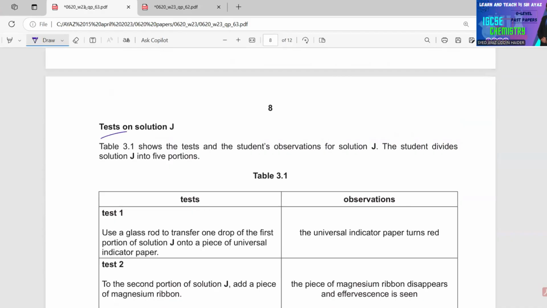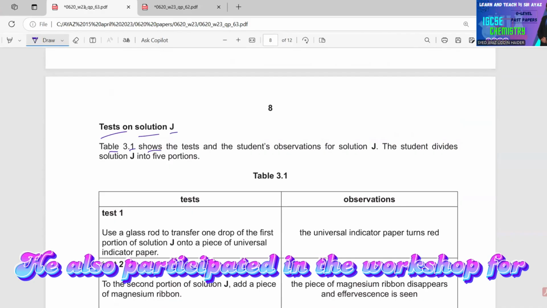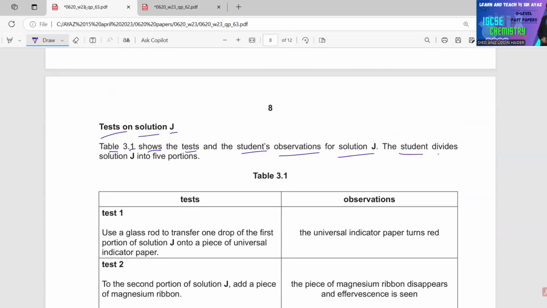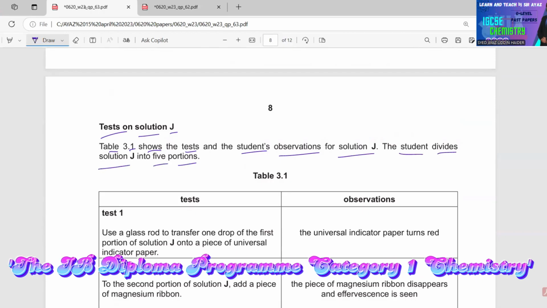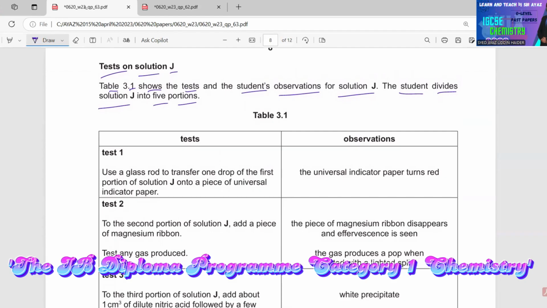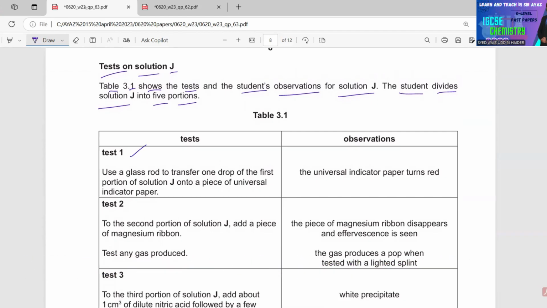Now, test on solution J. Table 3.1 shows the tests and the student's observations for solution J. The student divides solution J into 5 portions. In test 1, use a glass rod to transfer 1 drop of the first portion of solution J onto a piece of universal indicator paper. The universal indicator paper turns red. Test 2, to the second portion of solution J, add a piece of magnesium ribbon. Test any gas produced. The piece of magnesium ribbon disappears and effervescence is seen. The gas produces a pop when tested with a lighted splint.